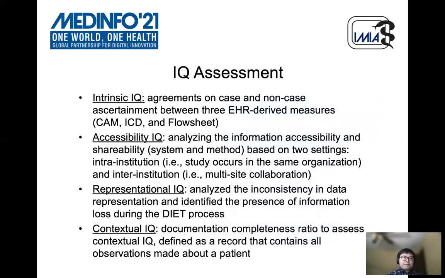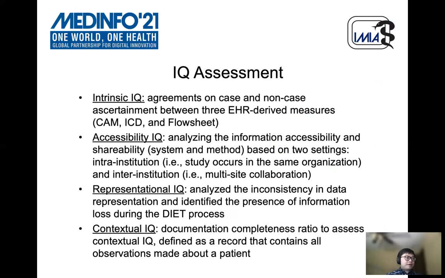This slide summarizes the implementation of four information quality assessments, which include intrinsic information quality, accessibility information quality, representational, and contextual information quality. Intrinsic information quality was assessed using agreements on the case and non-case between three EHR-derived measures: CAM, ICD, and flowsheet.